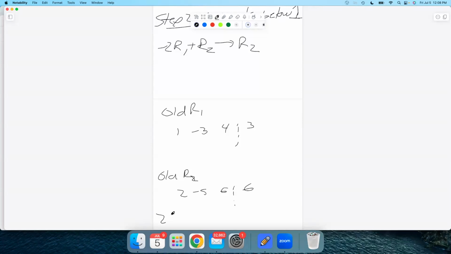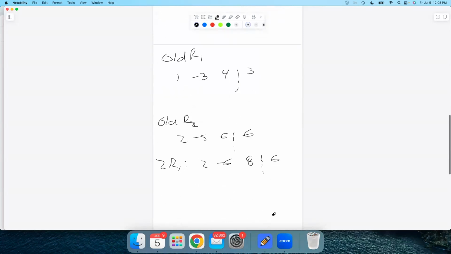I'm going to take twice row 1. So double everything here. That will give me 2, -6, 4, twice 4, 8, 6. I'm going to add that to the old row 2.